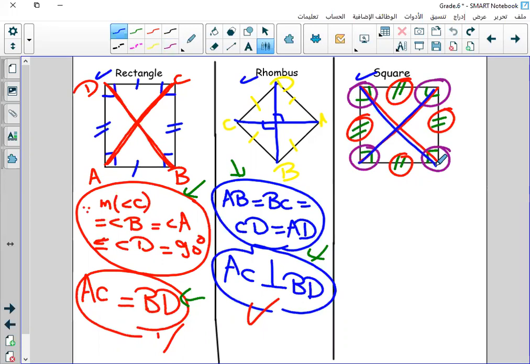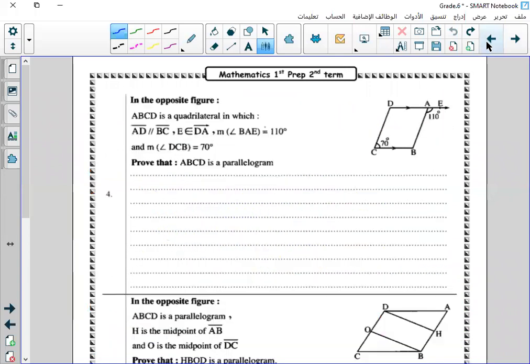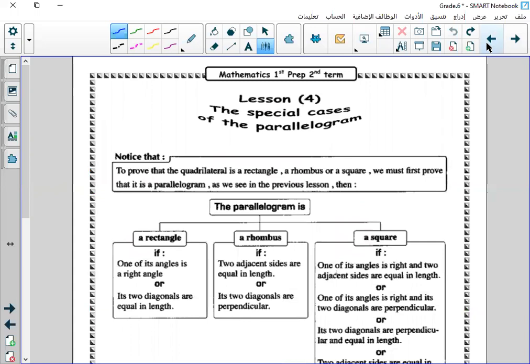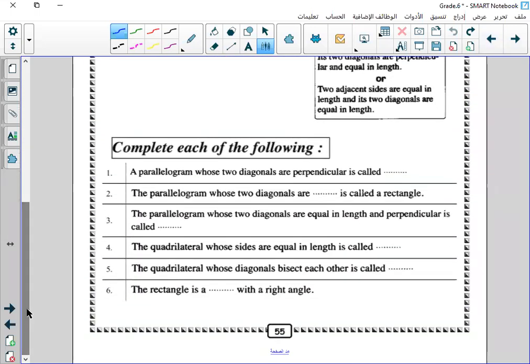Okay, let's go to the exercises on the special cases of parallelogram: rectangle, rhombus and square. The first question: complete each of the following. Number one, a parallelogram whose two diagonals are perpendicular only.